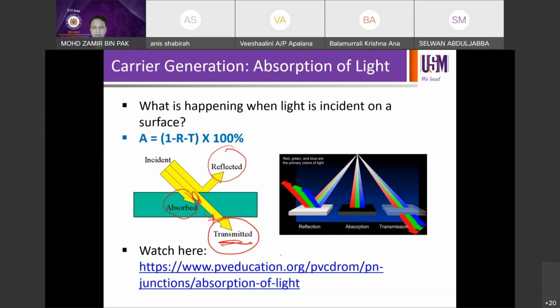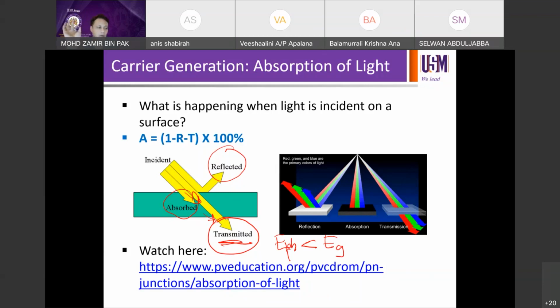Good. First case, where the photon has energy less than E_g, case number 1. Because the energy is not enough, the photon will just pass through the silicon or whatever semiconductor, the concept is the same. I'm going to talk about silicon, but it applies across other semiconductor materials as well. So when E_ph is less than E_g, the semiconductor material will appear to be transparent to the photons.